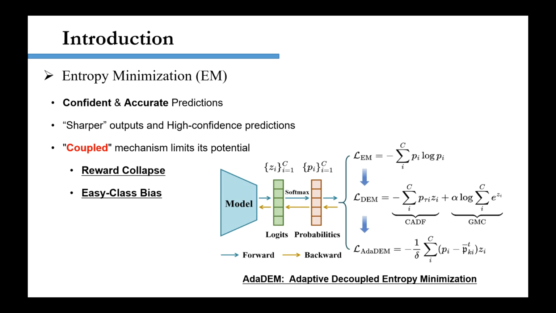Through an in-depth analysis of the internal mechanism of entropy minimization, we propose a novel adaptive decoupled entropy minimization method. This approach addresses two major challenges of classical EM, the reward collapse and easy-class bias phenomena, and achieves significant performance gains across multiple imperfectly supervised learning tasks, for example, scarce data labels, shifting data distributions, and presence of noise.